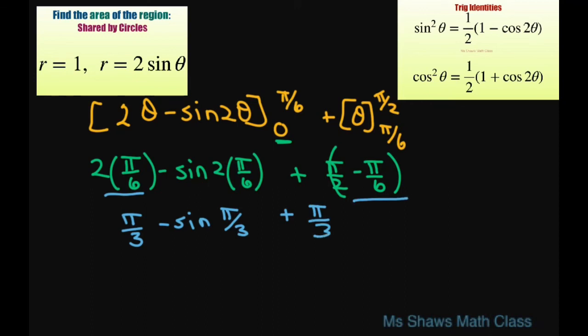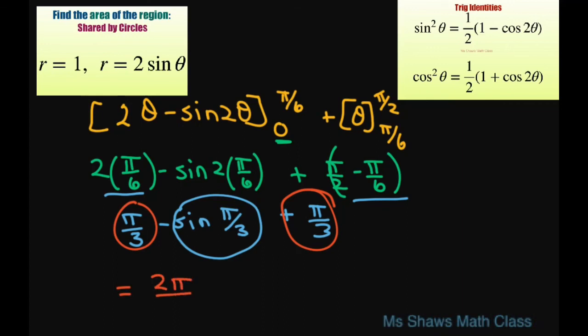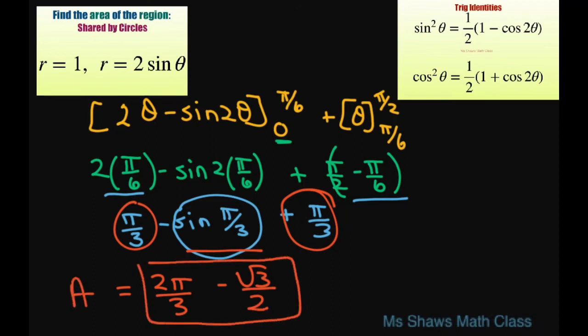And sine of pi divided by 3 is square root of 3 divided by 2. So add these two up, and you're going to get 2 pi divided by 3 minus square root of 3 divided by 2. This equals your area shared by the two circles.